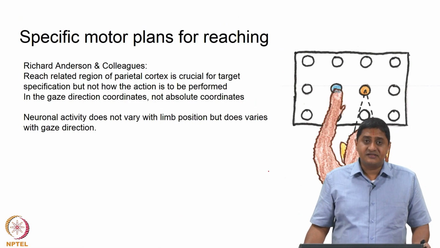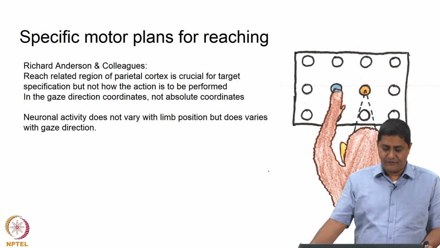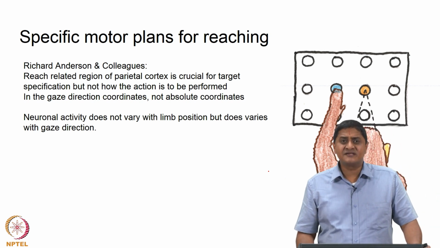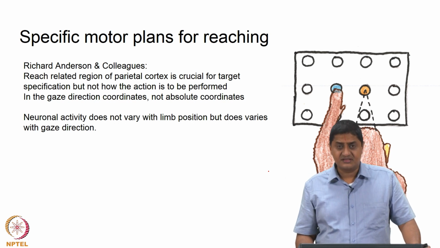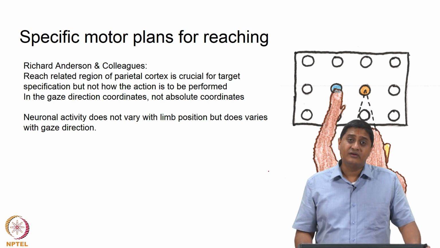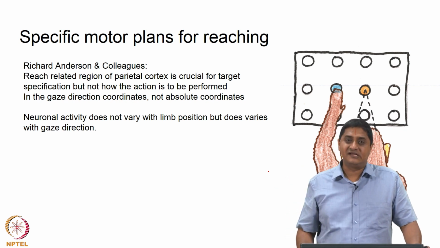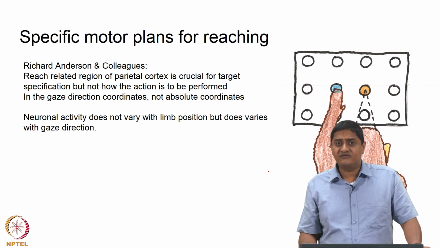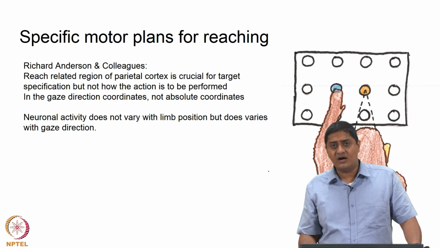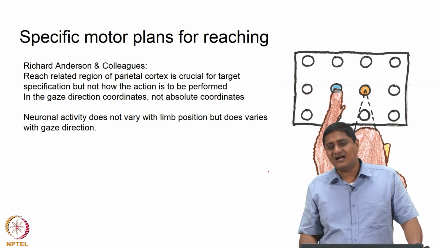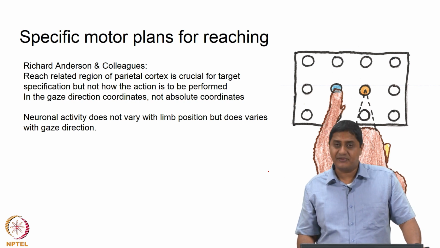Also Richard Anderson and his colleagues have found that reach related areas of the parietal cortex are very important for specifying the target, but not how the action is to be performed. That is the target, how you go there is beyond the scope of the parietal area. So, encoding of the location of the target is a crucial function of this region, but exactly how that target will be reached is something that is not encoded, that is not cared for by this region, which is the parietal region.